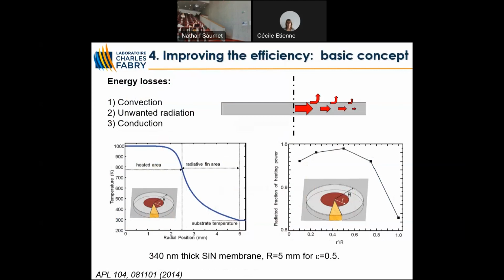So there is nothing fundamental that prevents you from isolating thermally the system, okay? So your efficiency is not fundamentally limited. It's a matter of engineering.